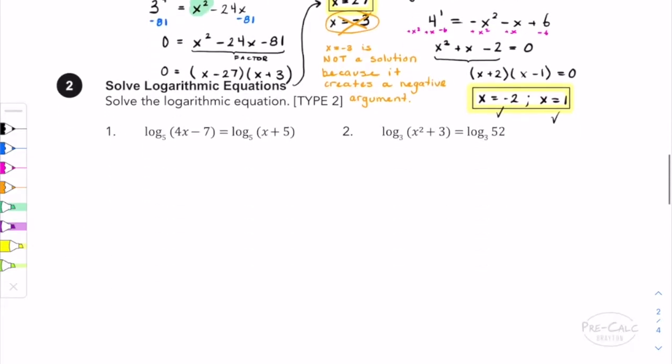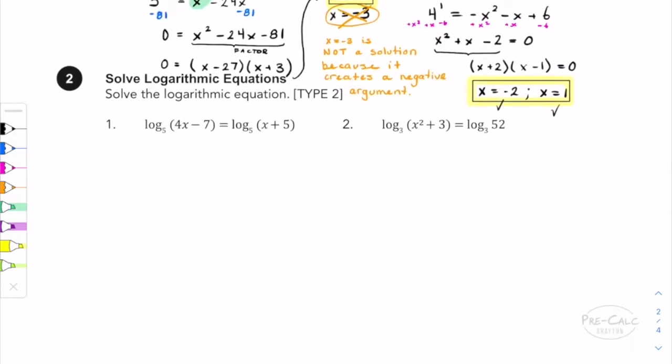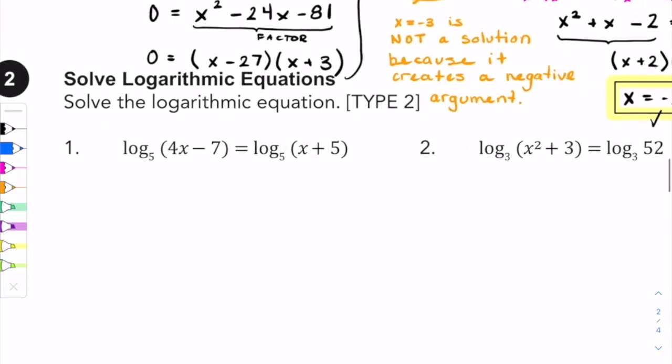For the next example set, we have the second type, which is where you have a log on both sides. Generally, these ones end up being a little bit faster because you're just setting the argument equal. If you have log base 5 of 4x minus 7 and log base 5 of x plus 5, if your log and the base is the same on each side, then you can just set those arguments equal.